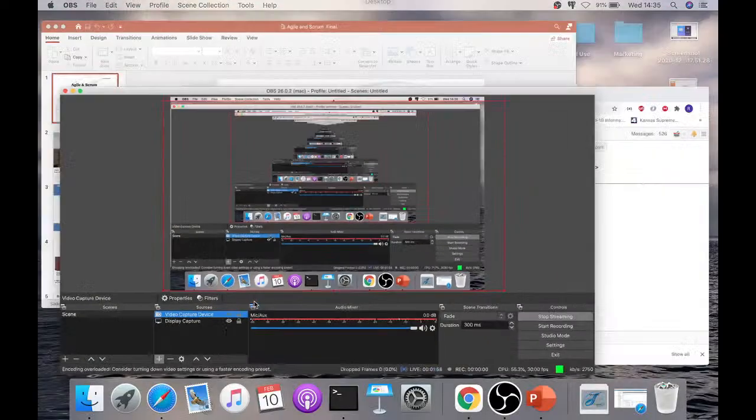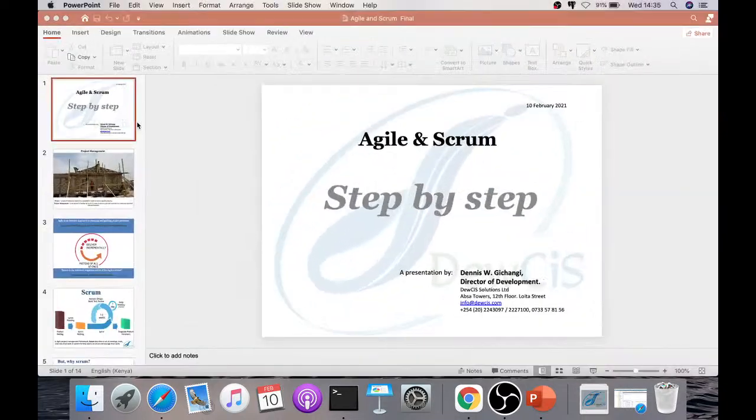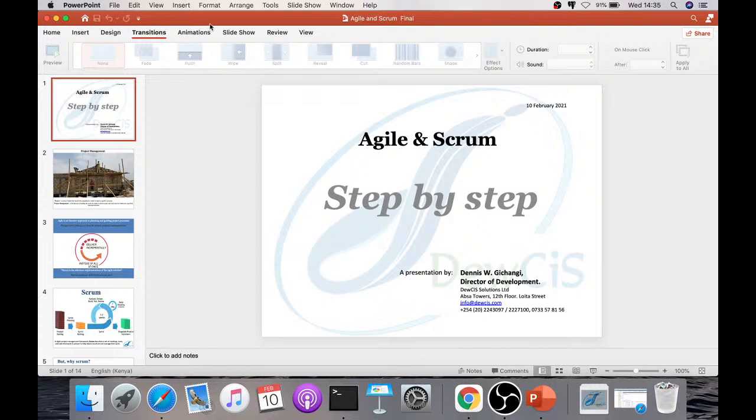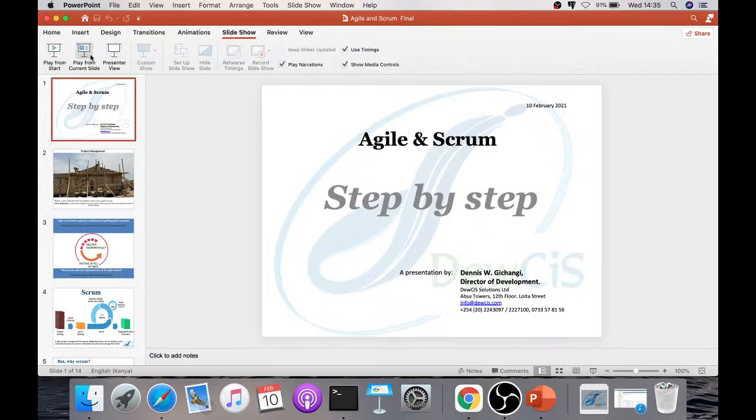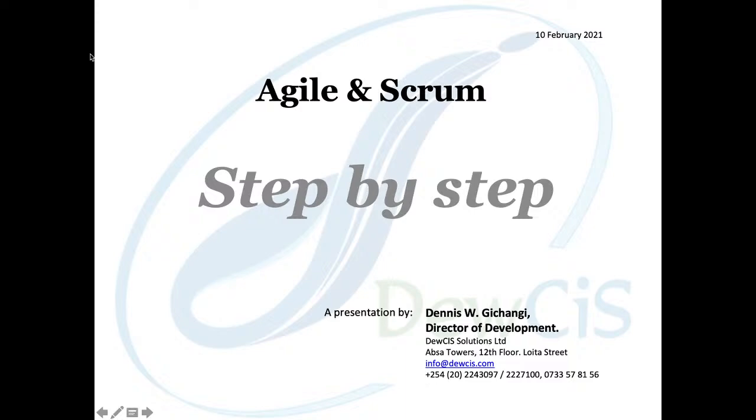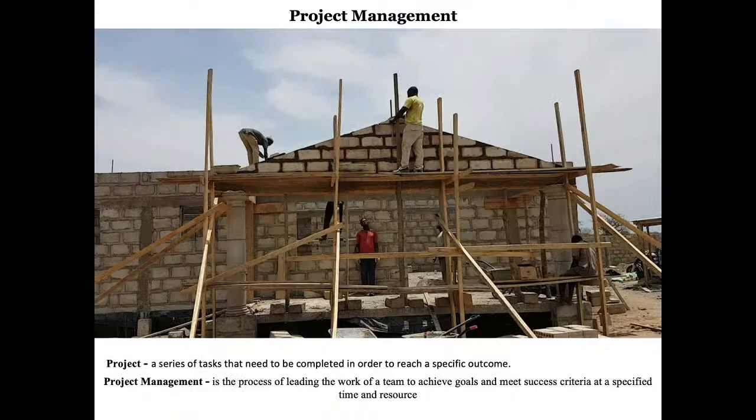Now, to begin Scrum, the first thing you need to understand is what is a project, and then you also have to understand what is project management. So a project, everybody does a project.